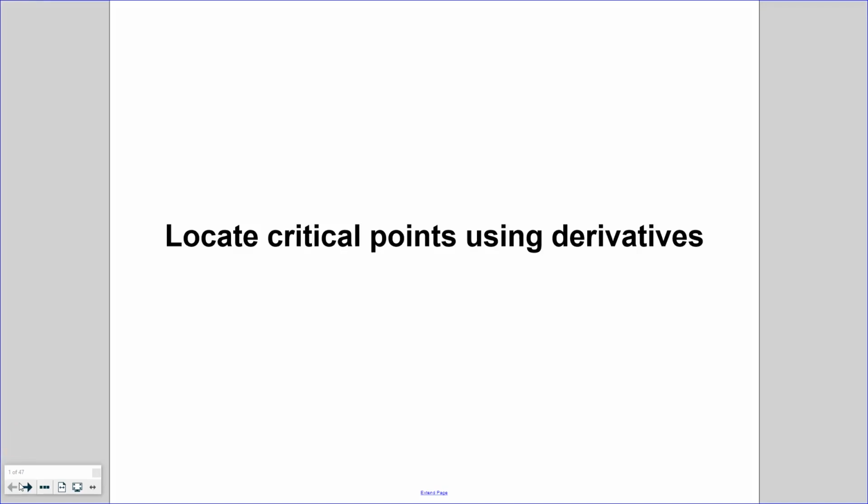Locate critical points using derivatives. Alright folks, in this lesson we're going to be discussing maximum and minimum values. But before we dive into that, we need to just get some vocabulary cleared up, make sure that we're all on the same page as we will be introducing some new terminology here.